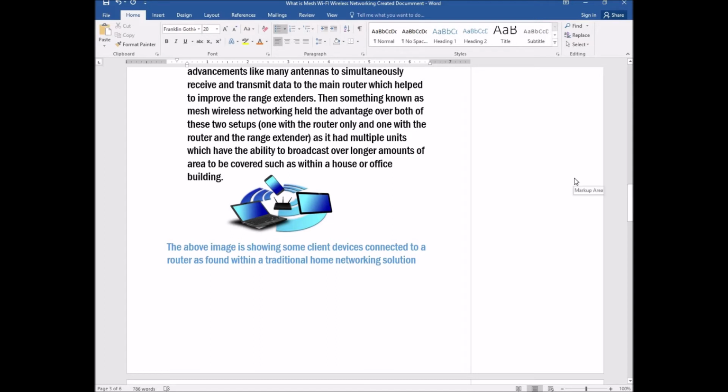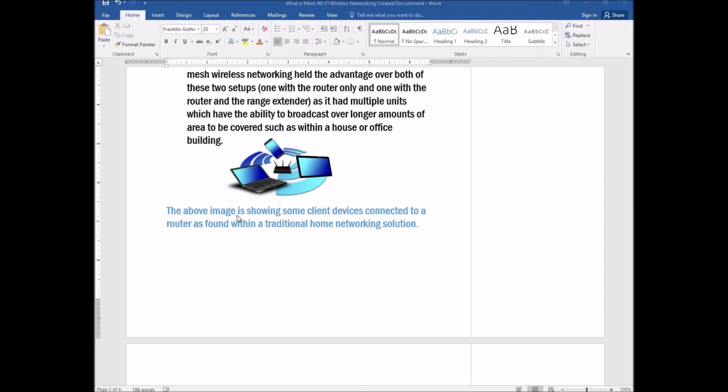There are two setups: one with the router only, and one with the range extender and the router. The latter usually has more range, but sometimes the speed is cut in half, or as much as half. Multiple units have the ability to broadcast over longer areas, such as a house or office building. So you could have multiple range extenders, although they would sacrifice the speed of the network.